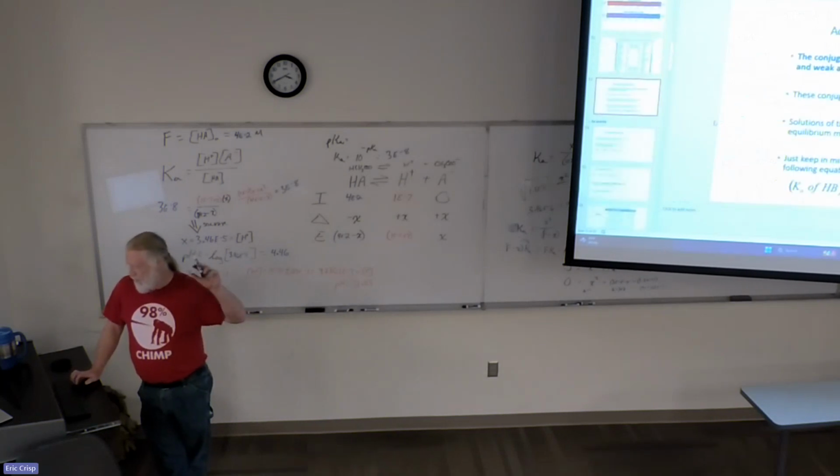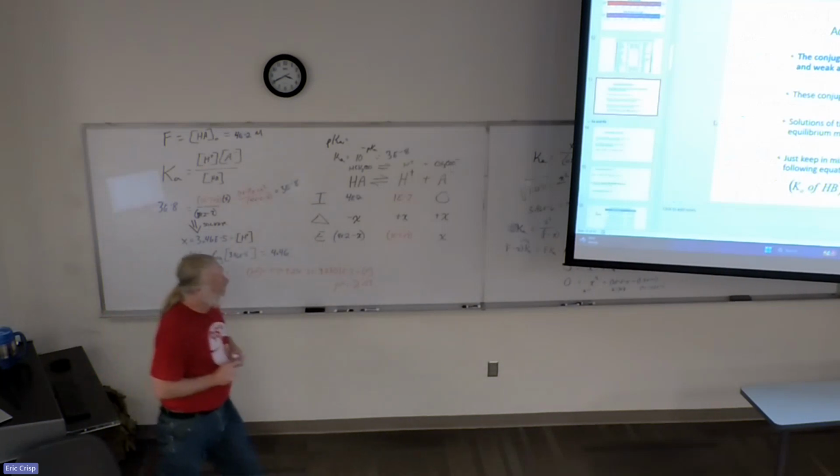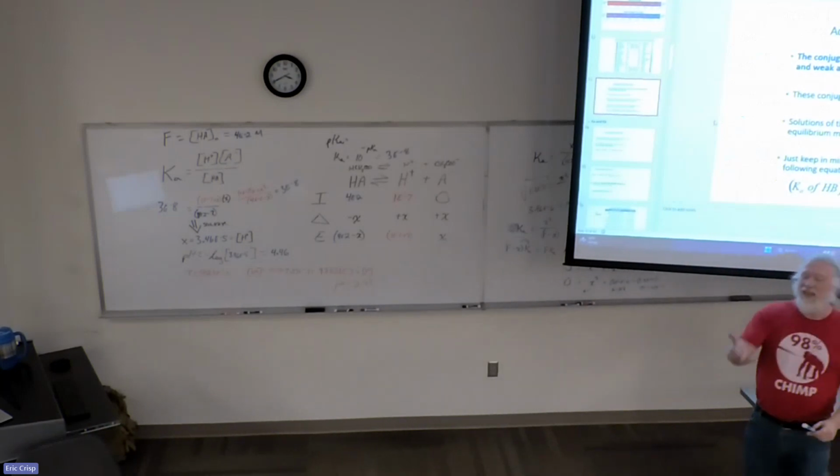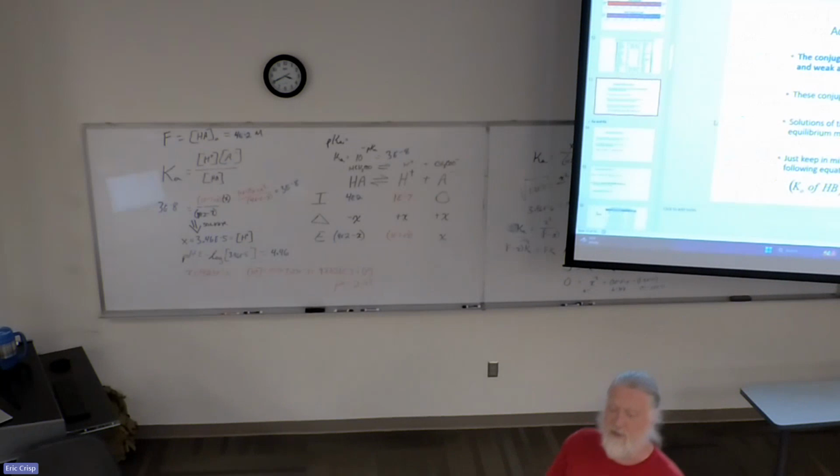Oh, y'all remember that Ka times Kb gives you what? They don't remember. Kw. So if I give you a Ka and you need to do a Kb instead, well, you've got a Ka, that means if it's in water at 25C, you've got a Kb. Does that make any sense?